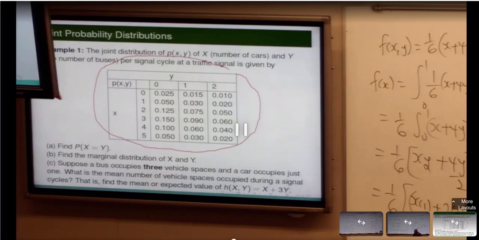Telling you X is discrete and Y is discrete. Here, Y has 3 levels, 0, 1, 2, and X has 6 levels. Take a look at that. Now, the very first question asks, what is the probability of X equal to Y?